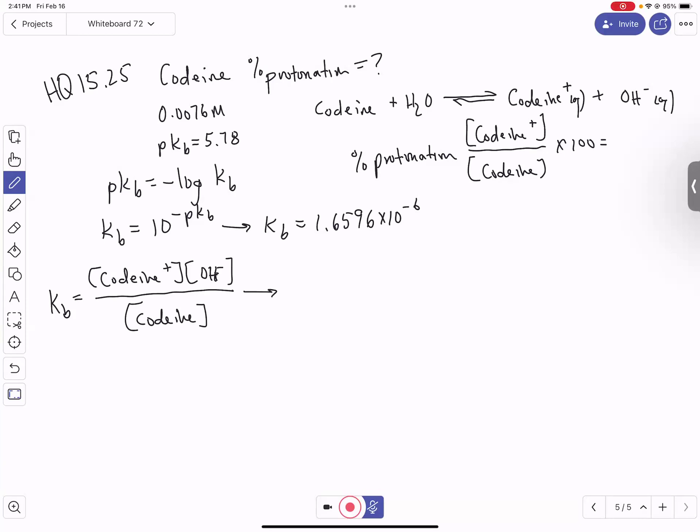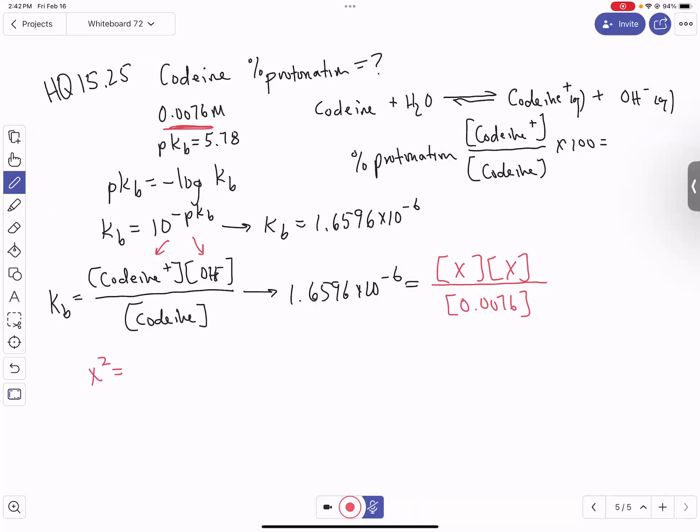All right, we know Kb, we just found that from the pKb, so 1.6596 times 10 to the minus 6. We don't know the conjugate acid, conjugate base concentration. But again, like we've already seen 3 times today, right? They are the same. They're currently unknown, but they're the same concentration. So X and X all over our initial concentration of the codeine, 0.0076. Right? For the 3rd time today, we're going to get X squared equals, we'll take the square root.